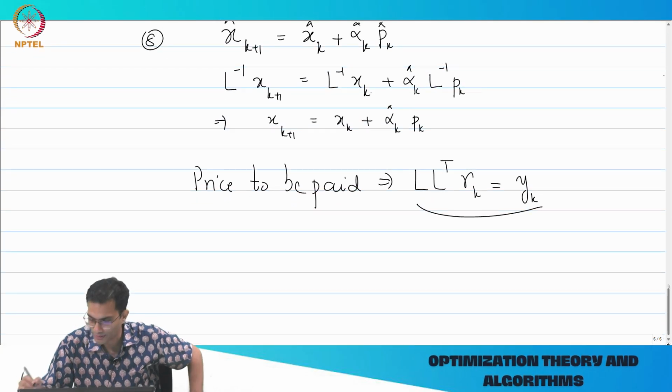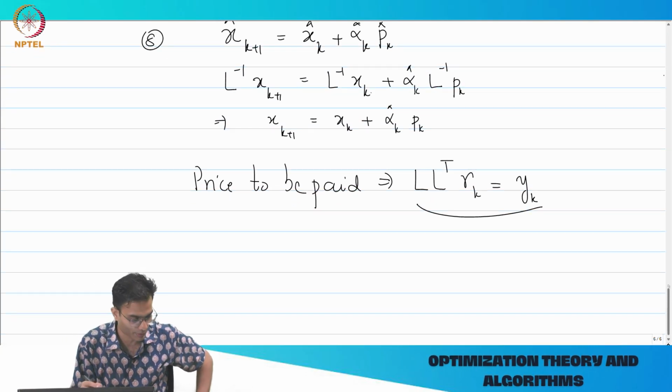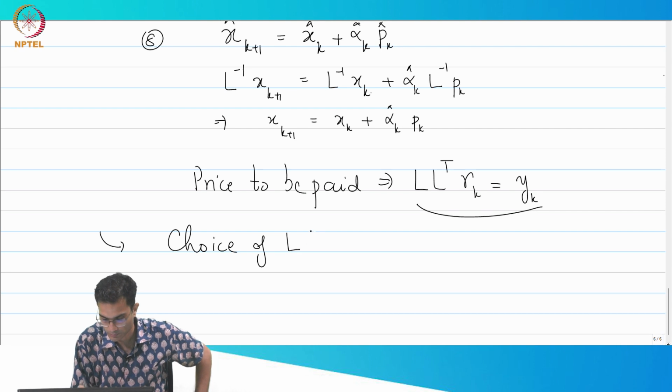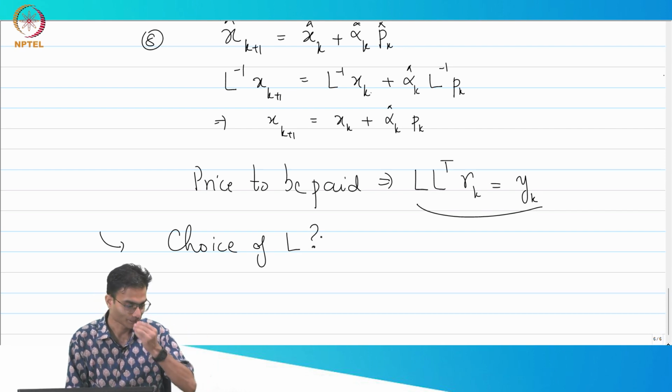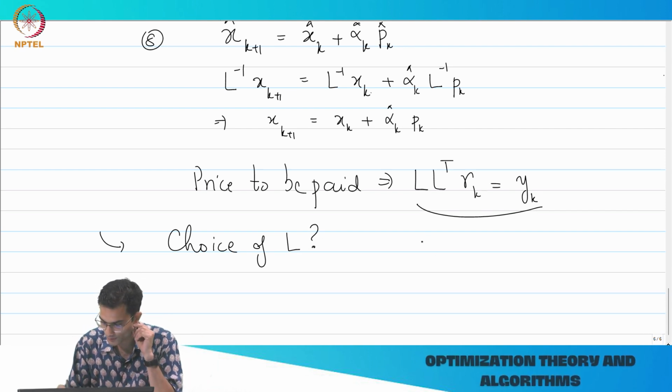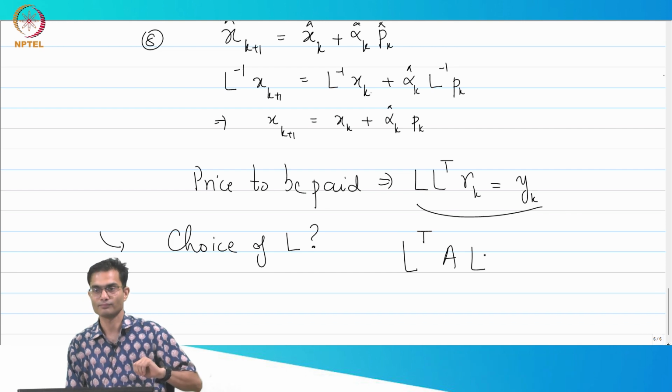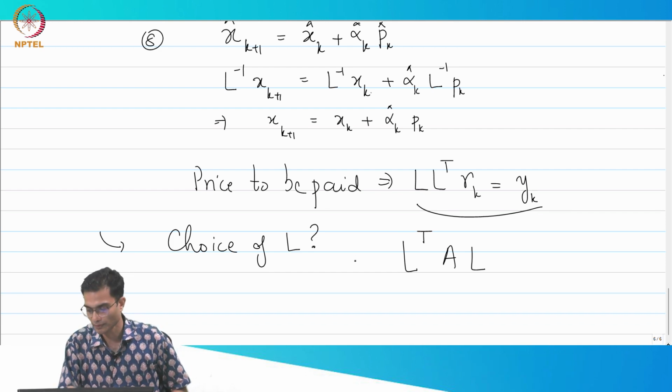Have a look at this. Let's come back to our choice of L. Okay. Now we had our original system. There was L transpose AL. Right, this was our A hat.